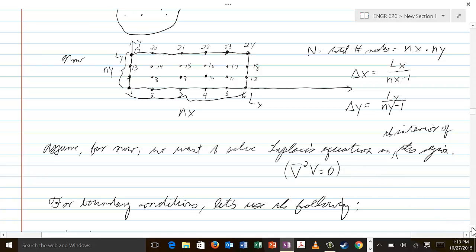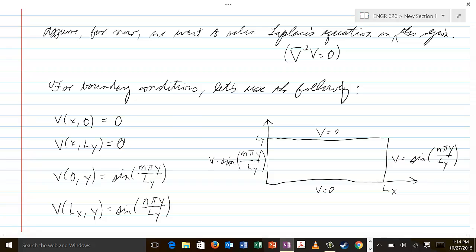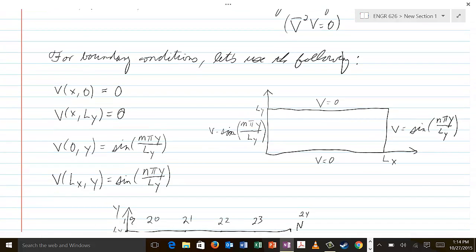As was the case in 1 dimension, we need to consider not only the differential equation itself, but also boundary conditions. And now the boundary for this region has 4 parts to it: the bottom, the right edge, the top, and the left edge. And a possible set of boundary conditions that we might have could look like this.